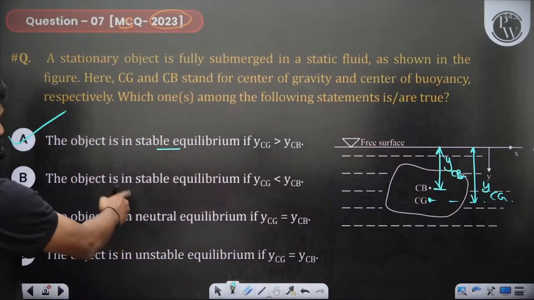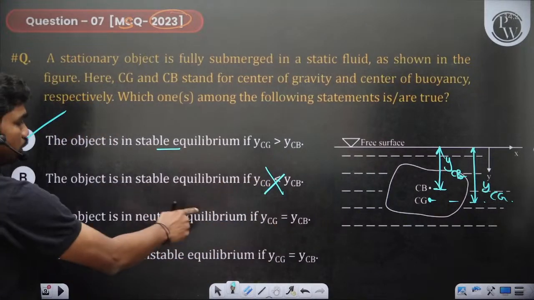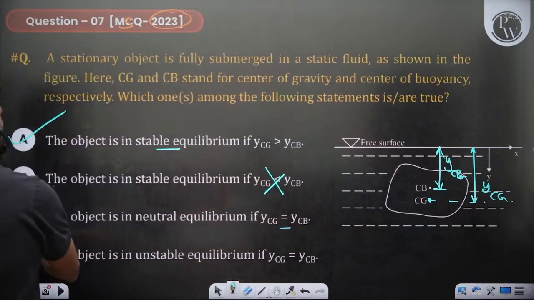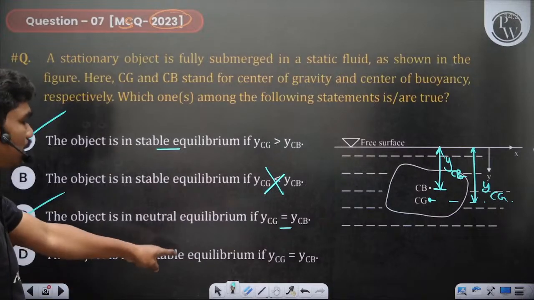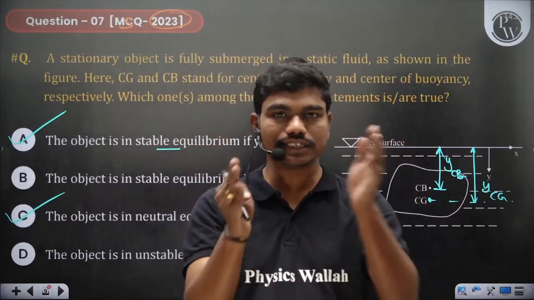Correct. The object is in stable equilibrium if YCG is greater. This is wrong. The body is in neutral equilibrium if both are equal. Correct. There won't be any buoyancy force in that case. Unstable equilibrium if equal? No. If it's equal, then it's neutral equilibrium. Both the points get coincided.